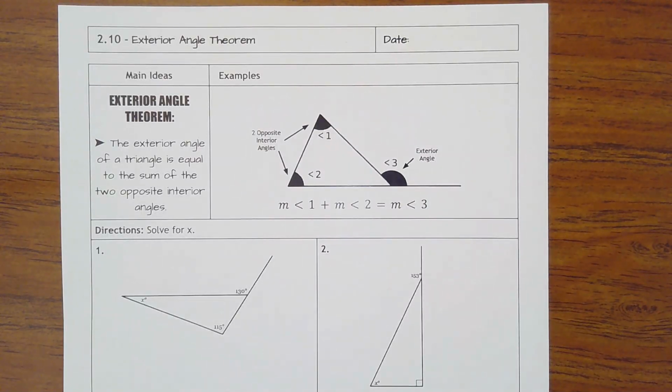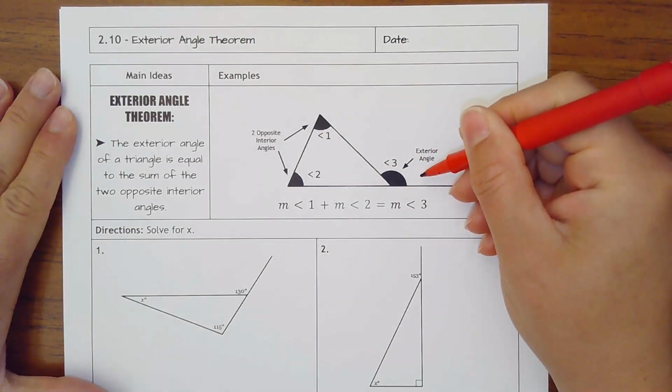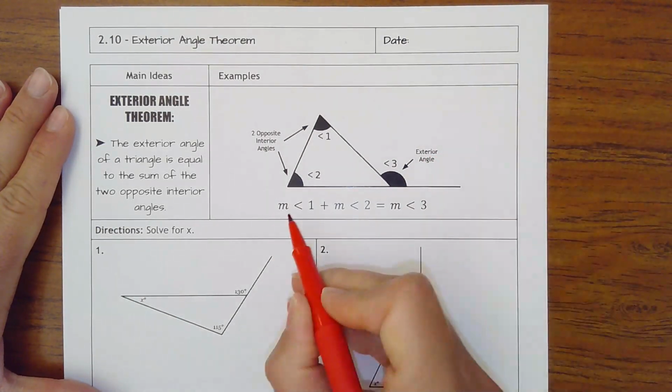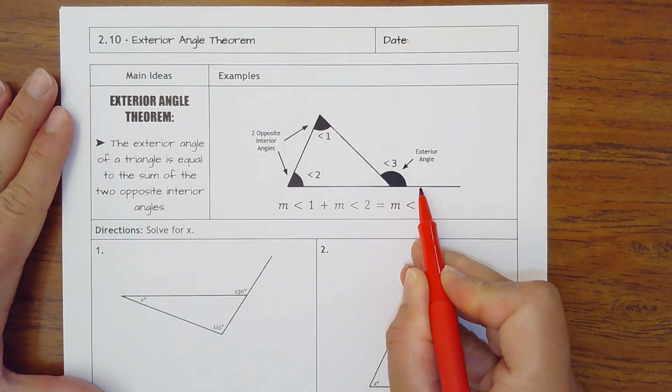Lesson 2.10 is called Exterior Angle Theorem. This kind of adds on to the last lesson about interior angles of a triangle. We're now going to use a theorem that includes this exterior angle. It's if you were to extend a line out past the triangle.